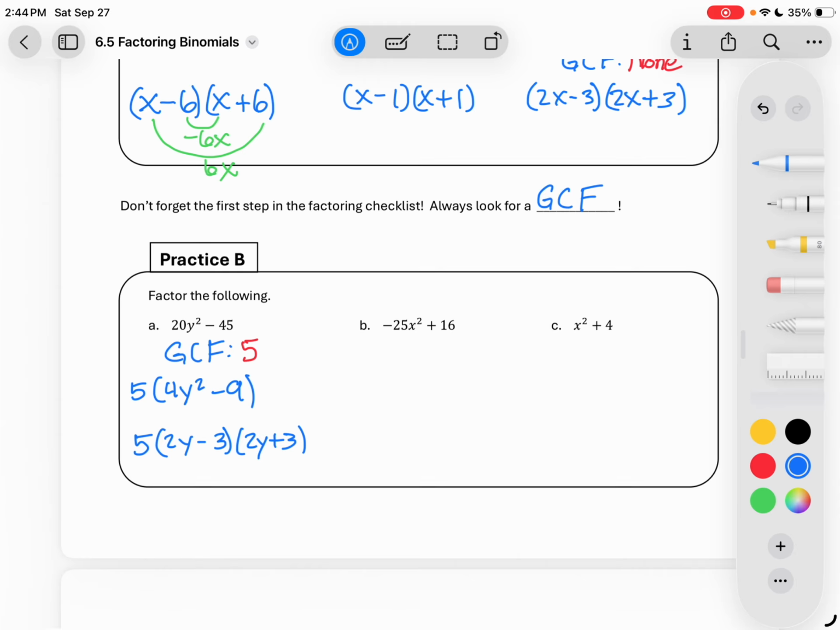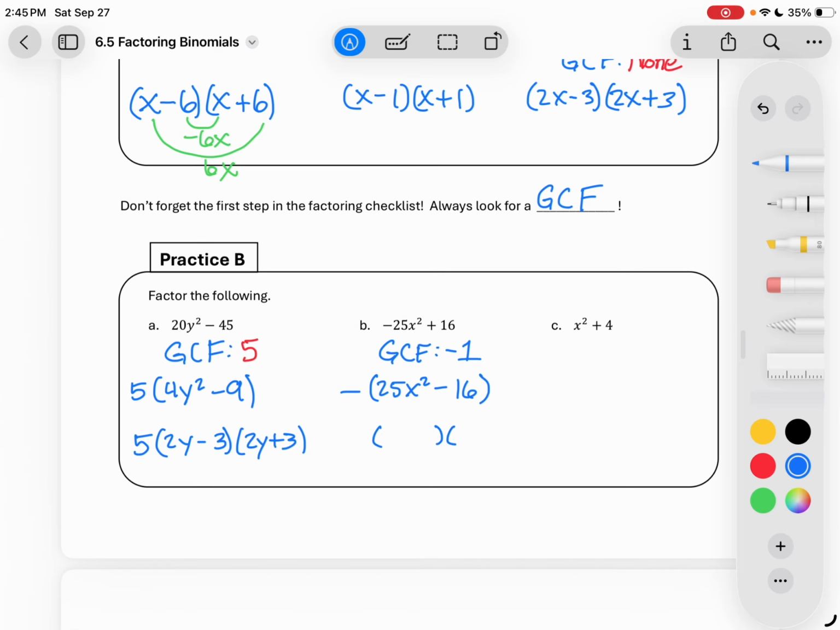If we take a look at letter B, it looks a little different because it's got a negative leading coefficient. And if we look for a GCF, it doesn't appear to have one. However, whenever your leading coefficient is negative, it is a good idea to factor out a negative. So pretend that the greatest common factor is negative 1. If I pull out a negative, then I would have positive 25x squared, and then instead of positive 16, it'll be minus 16. Now that is a difference of squares that we have in parentheses there.